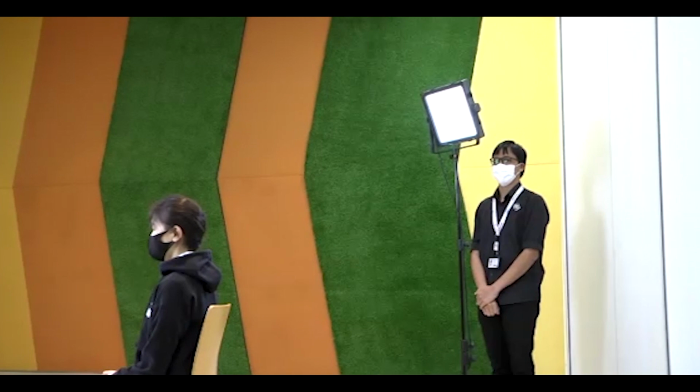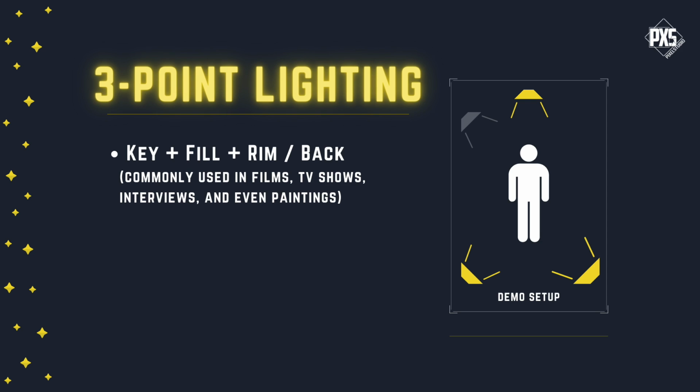So this setup that we have is called three-point lighting, which essentially contains a key light, fill light, and rim or backlight. So 3 lights in total. It's commonly used in films, TV shows, interviews, and even paintings. So this is actually the ideal setup for interviews in our corporate videos.